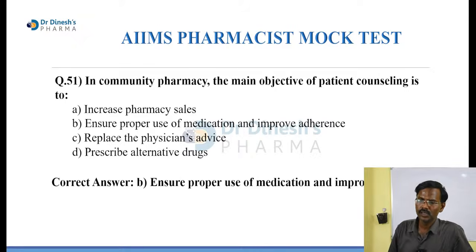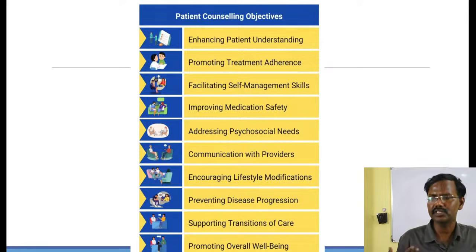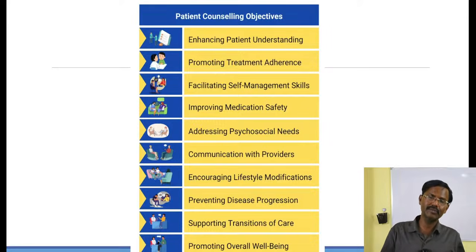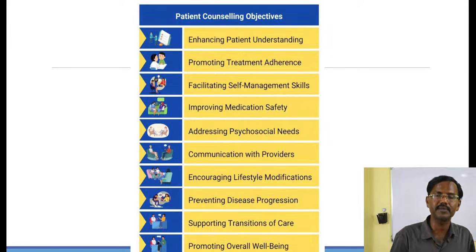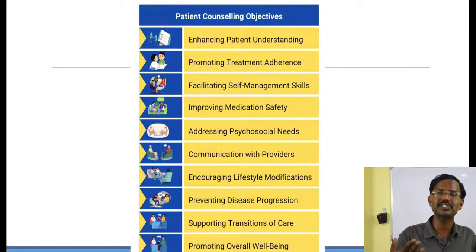Next question. These are the main objectives of patient counseling: enhance patient understanding, promote treatment adherence, communication with providers, encourage lifestyle changes, prevent disease progression, support transition of care and promote overall well-being. These are the main objectives of patient counseling. A pharmacist can give it, though it is a different matter that nobody listens to the pharmacist. But these are the advantages. These are the things a pharmacist must do.